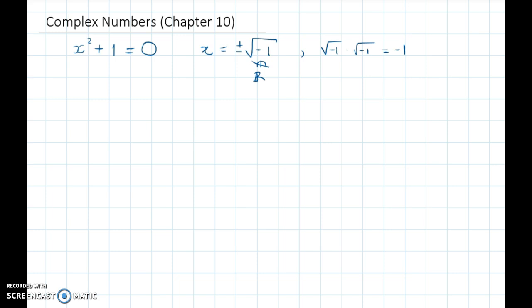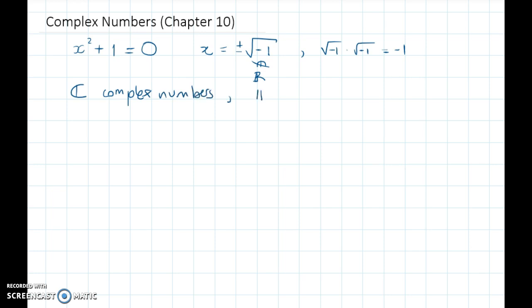Even though so far we have said we cannot solve this, we actually can solve it if we consider a new set of numbers that we denote with C, and we call the complex numbers. Complex numbers.